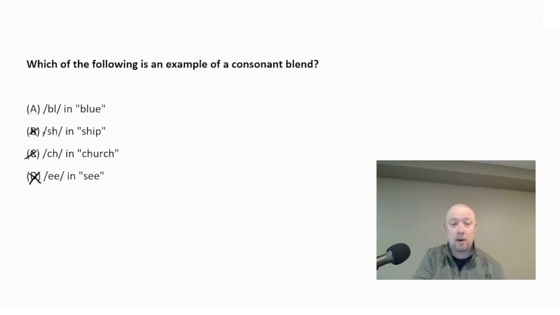So the only choice that works here would be the BL. So we would have the word blue, so you can hear the B sound and you can hear the L sound, and that would be a consonant blend.